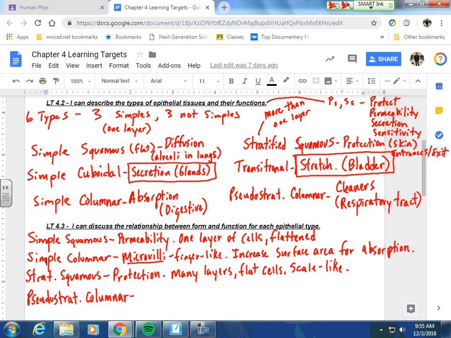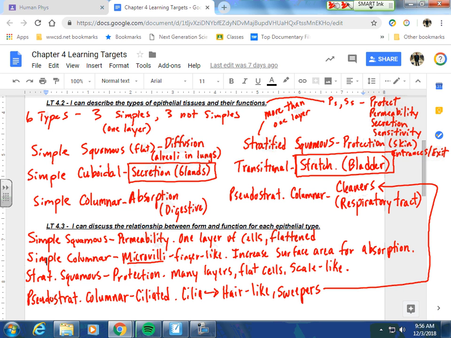And the pseudostratified ciliated columnar, again, ciliated. Okay? Cilia are hair-like projections, which makes them good sweepers and filters, which makes them good cleaners.